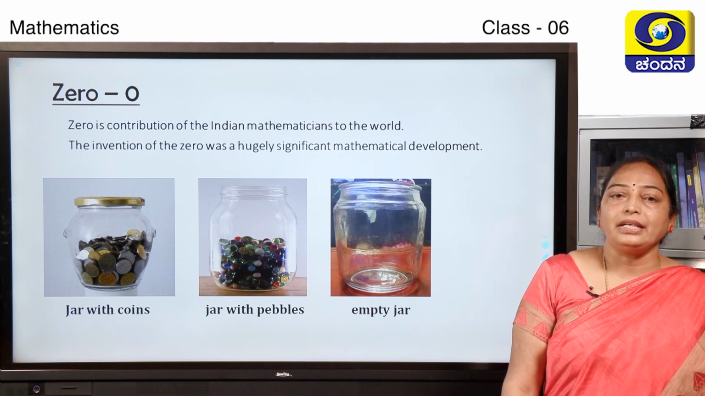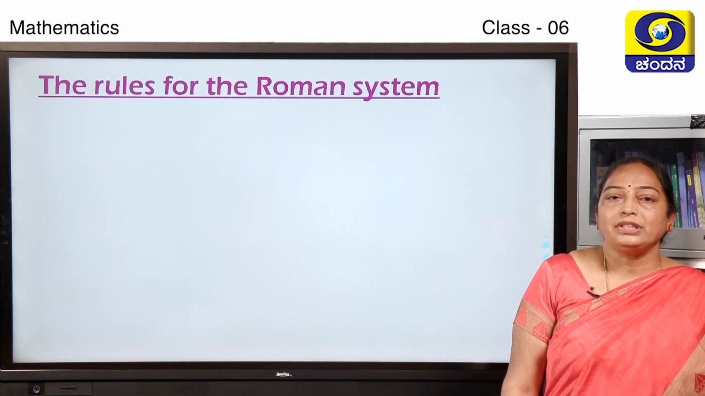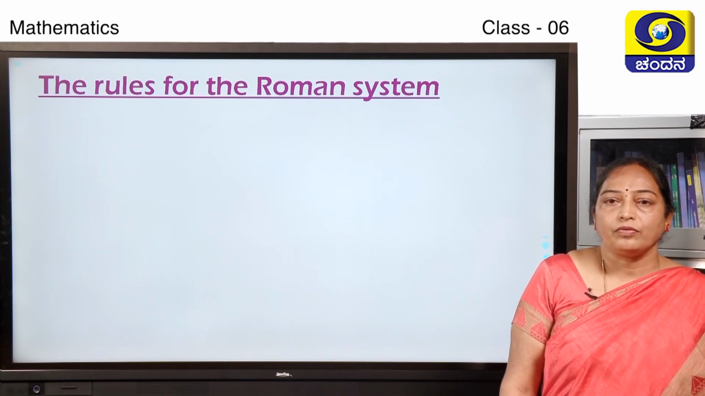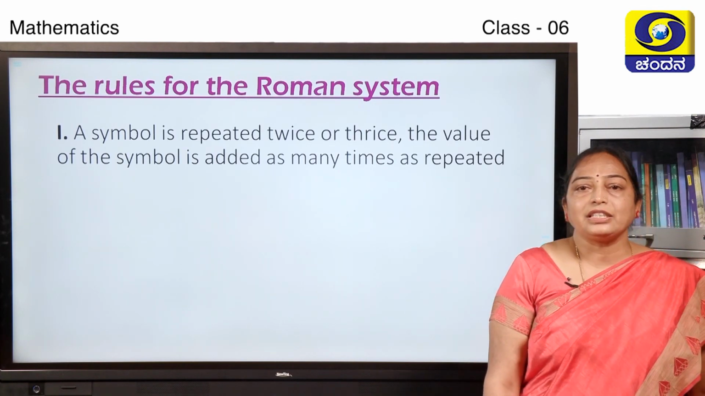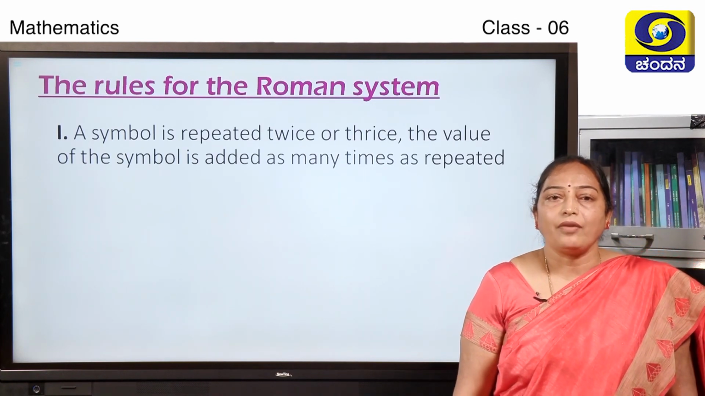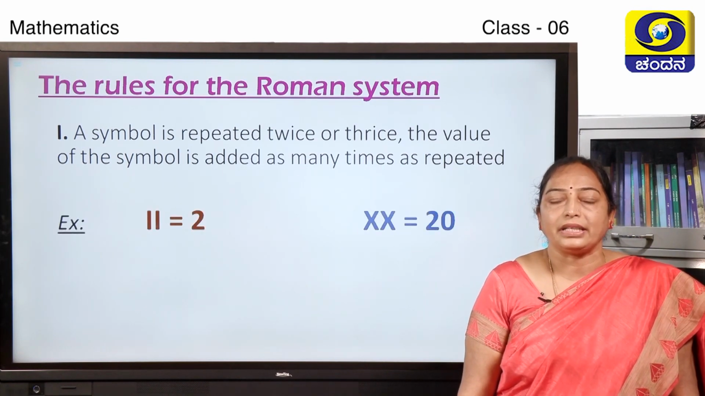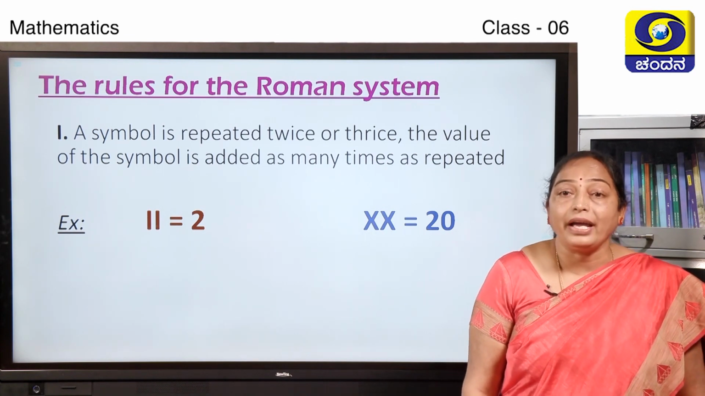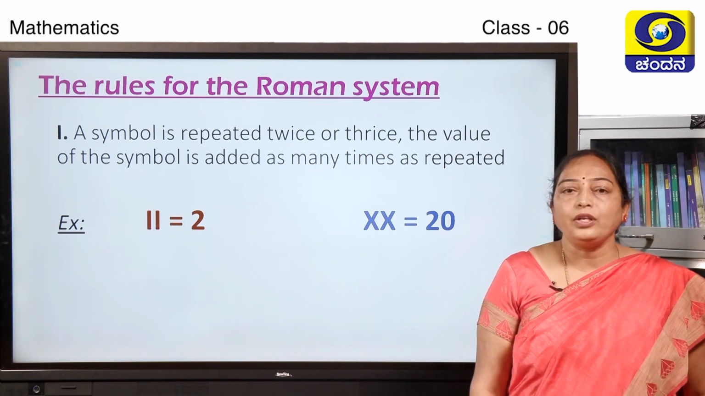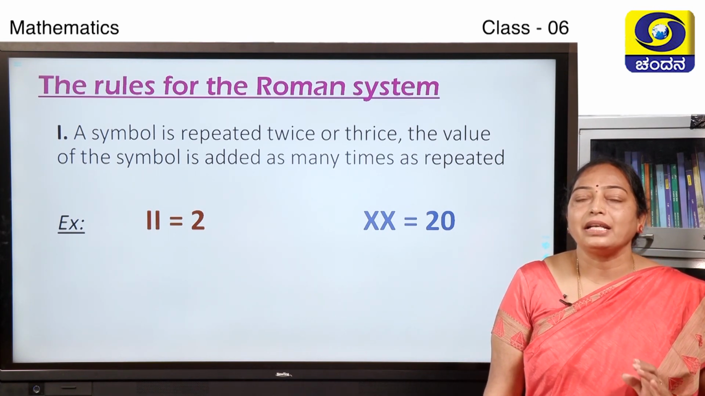Let us understand how we write the Roman numerals by using some rules. We should follow the rules for the Roman system. The first rule: if a symbol is repeated twice or thrice, the value of the symbol is added as many times as repeated. Once again I will read. If a symbol is repeated twice or thrice, the value of the symbol is added as many times as repeated.